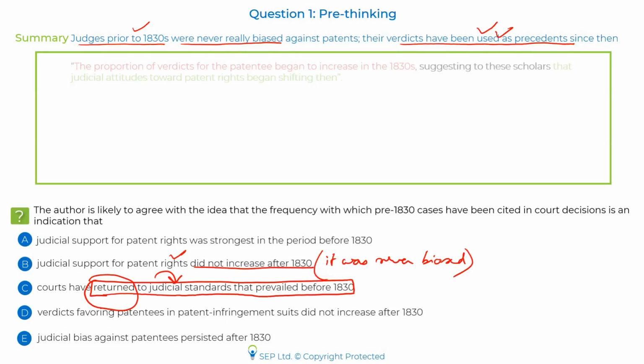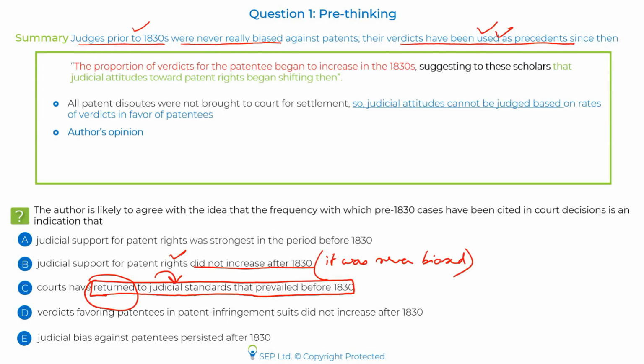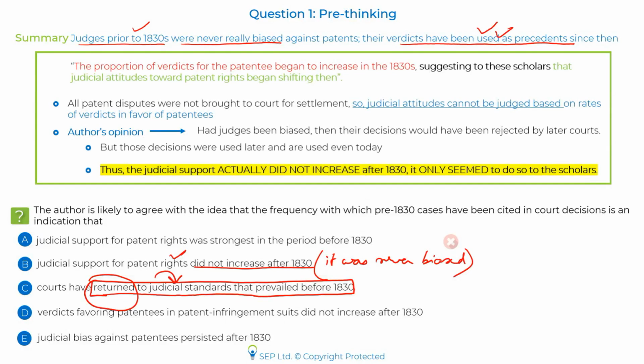So the correct answer here is very clearly choice B. Most of you have chosen this. Again, remember, how do we know that judicial support did not increase? Because we are saying it was never really biased to begin with. See how I've derived it. This is the last sentence of the first paragraph, which says the proportion of verdicts began to increase in 1830. So this is a fact, and the author does not deny this fact. But this is the part which the author is against.